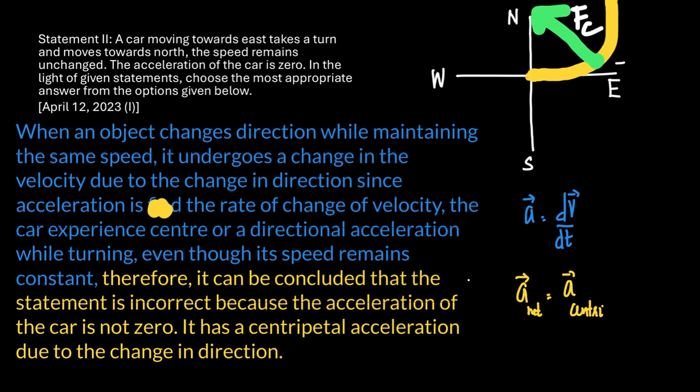Okay. Therefore, it can be concluded that the statement is incorrect. Why? Because the acceleration of the car is not 0. It has a centripetal acceleration due to the change in direction. So statement 2 is false, while statement 1 was correct. Okay. All right. So that's it. So let's now move on to the next question.